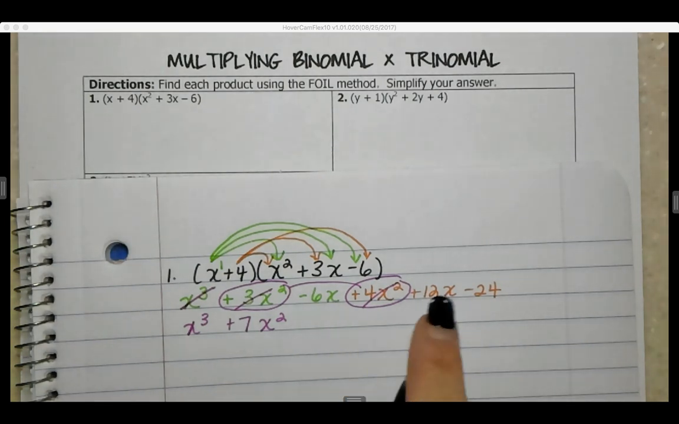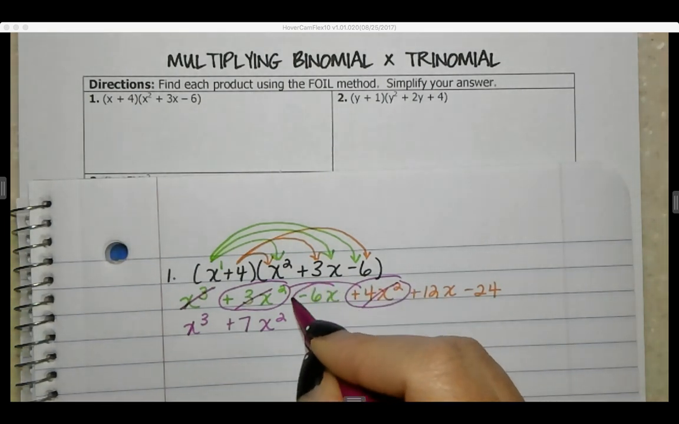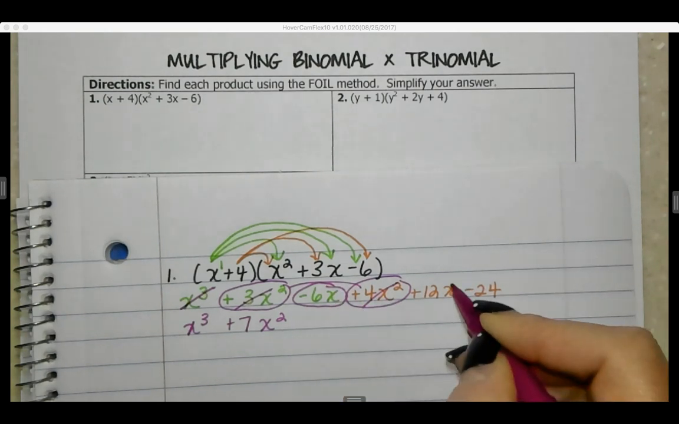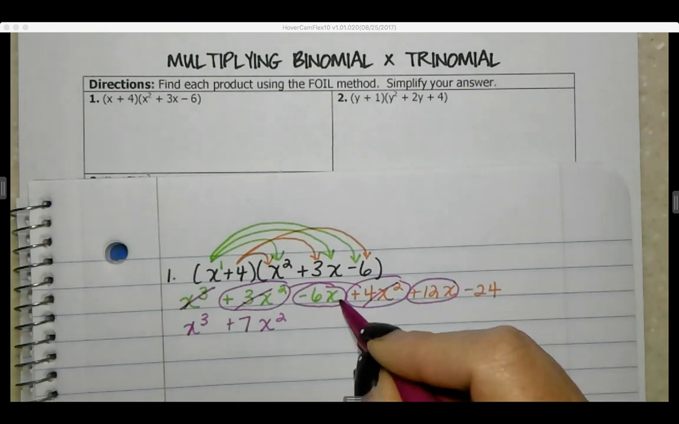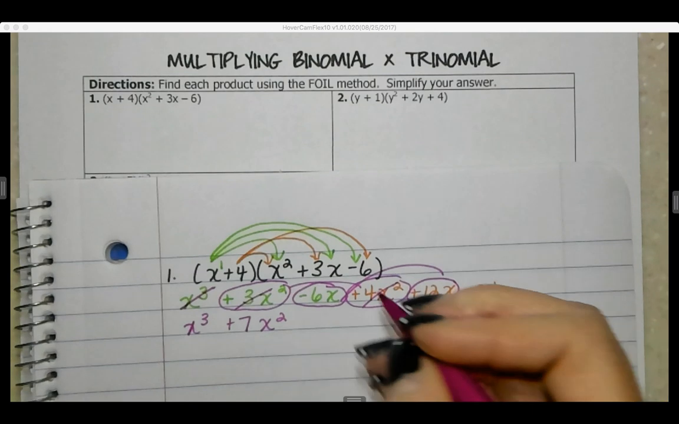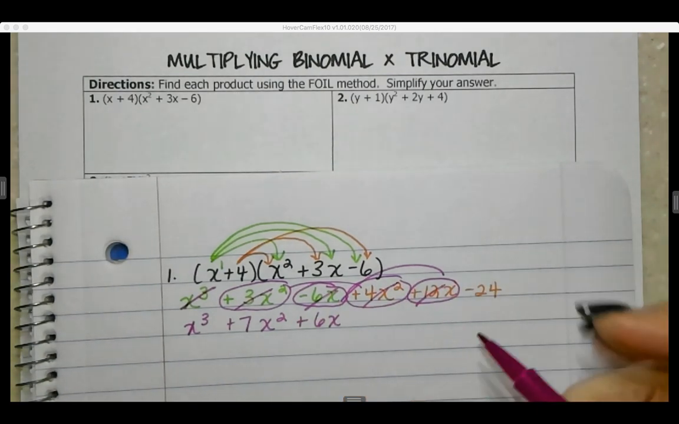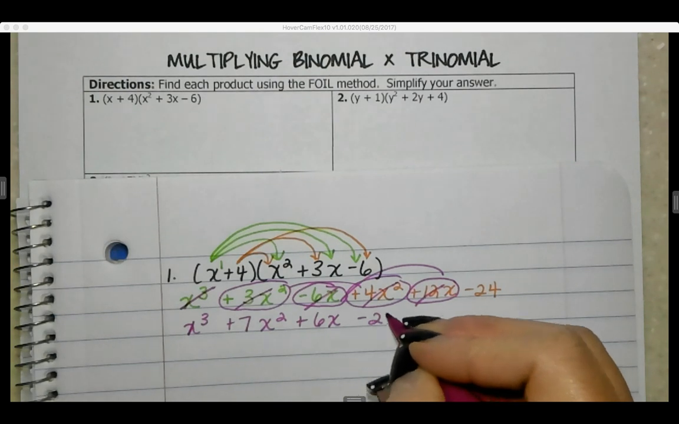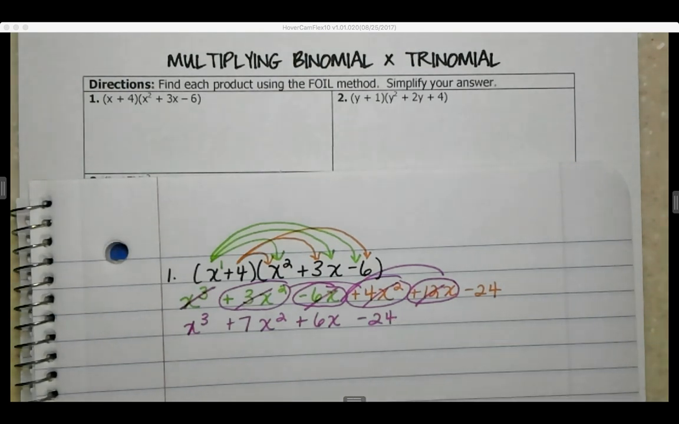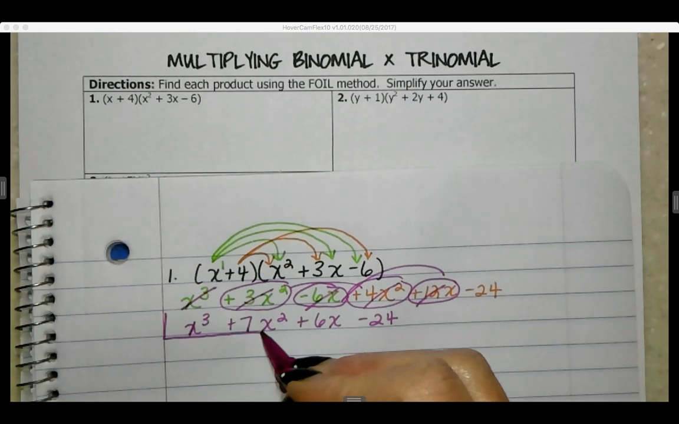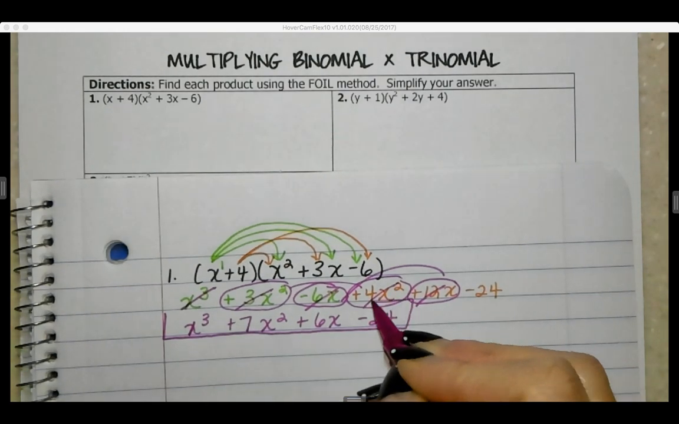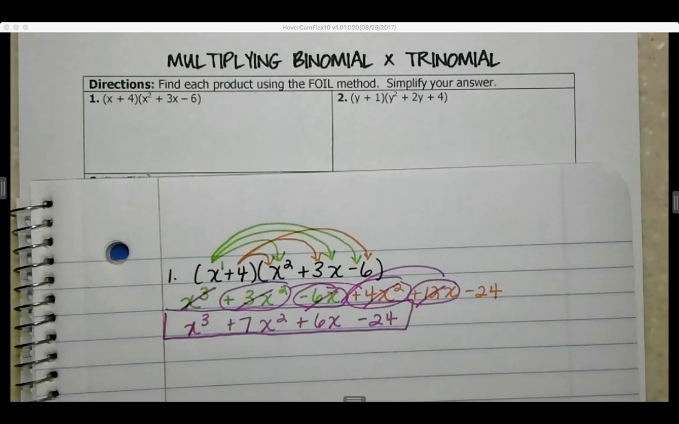Now I've got an x and an x. That would come next in standard form. So I've got a minus 6x and a plus 12x. Those guys go together, making plus 6x. They're done. And last but not least, we have to bring along our minus 24. So there's your final answer right there: x to the third plus 7x squared plus 6x minus 24.